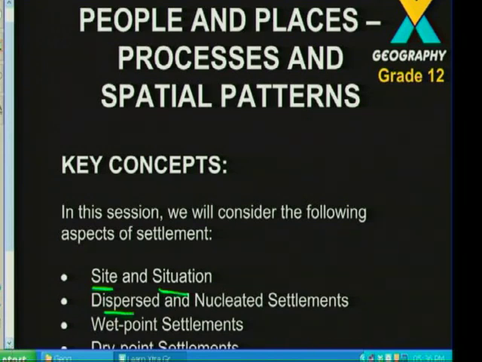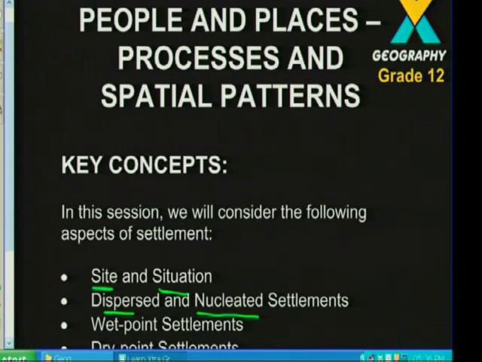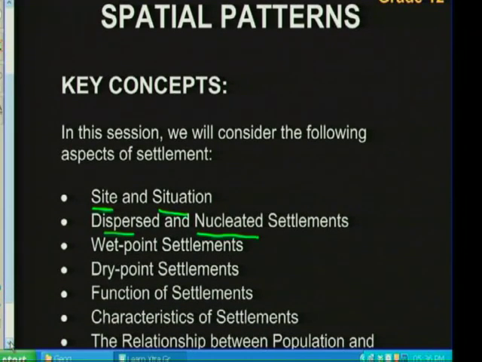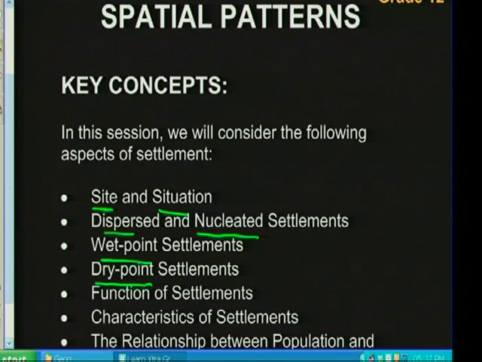Other content which we have to understand in this section is as follows. The differences between dispersed and nucleated settlements. In this example, we look at how settlements are shaped and spread across a particular land surface. When it's dispersed, a good word to remember is spread out. And when it's nucleated, it is closely packed together. Moving on, we further look at wet point and dry point settlements. These are the influences of water across different types of settlements. The two types are dry point and wet point.